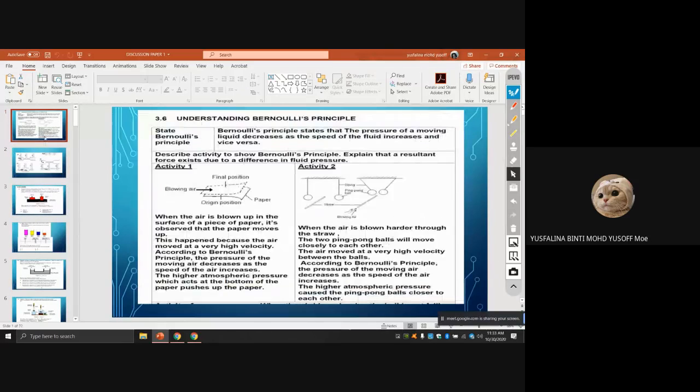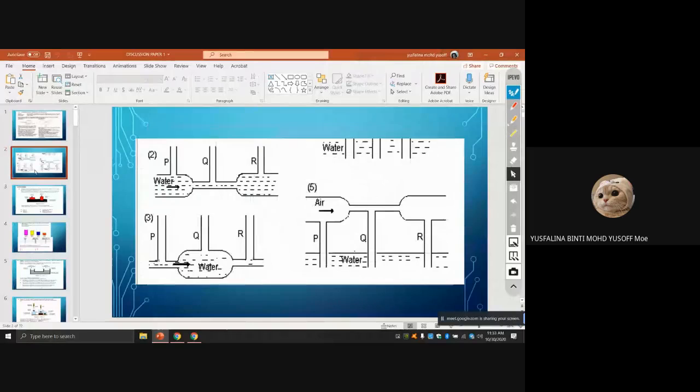Bernoulli Principle, right? So what does the Bernoulli Principle state? The Bernoulli Principle states that the pressure of a moving liquid decreases as the speed of the fluid increases and vice versa. So it means when the velocity is high, the pressure is low.